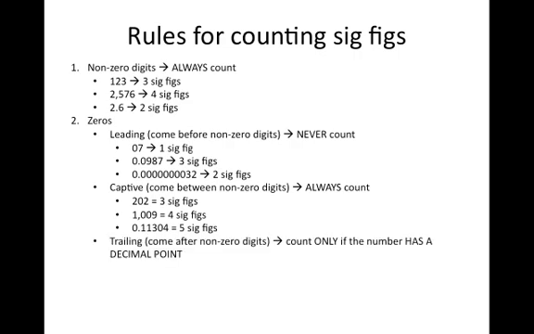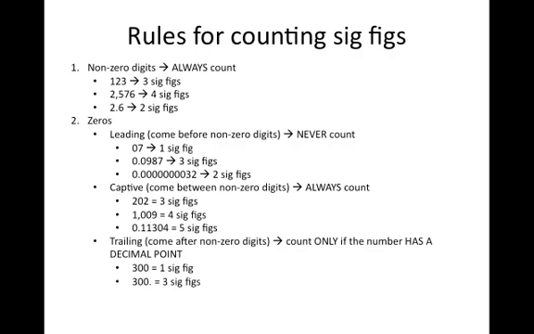The third class of zeros are called trailing zeros. They come after non-zero digits, and they count only if the number has a decimal point. This number has 2 trailing zeros. However, the number does not have a decimal point, so it has only 1 sig fig.